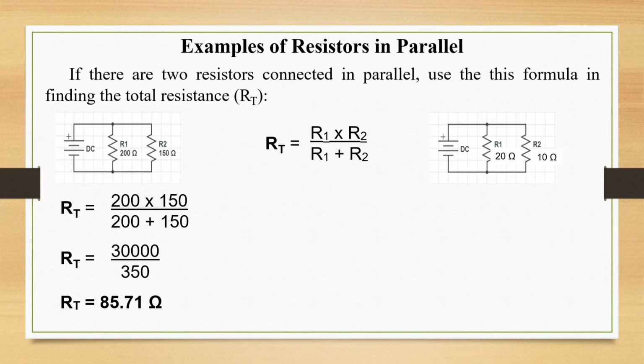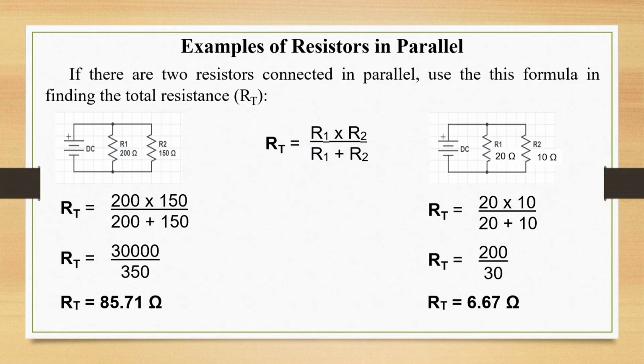So we have here R1 is equal to 20 ohms. R2 is equal to 10 ohms. So substitute the values. So 20, which is the R1, times the R2, which is 10, over 20 plus 10. Then 20 times 10 is 200, and 20 plus 10 is equal to 30. Then 200 divided by 30, we will get 6.67 ohms. So the total resistance is equal to 6.67 ohms.